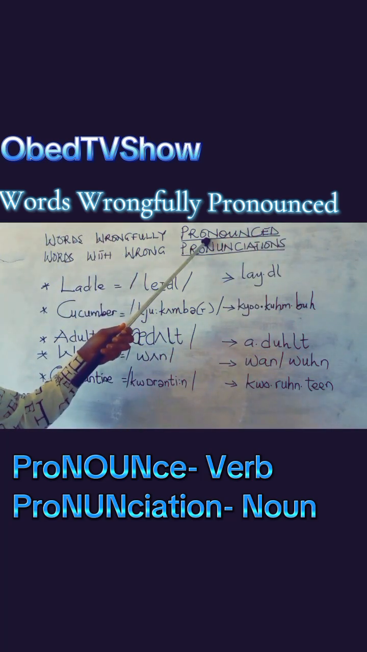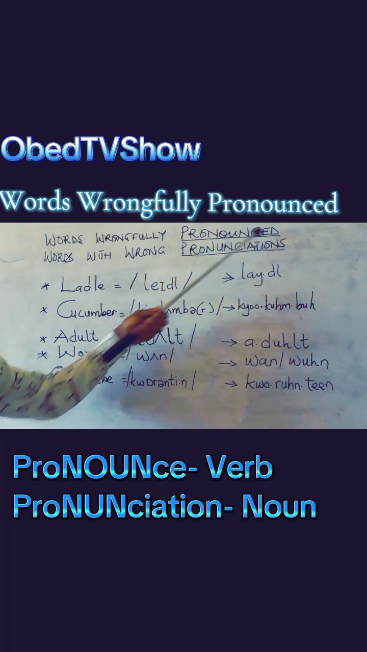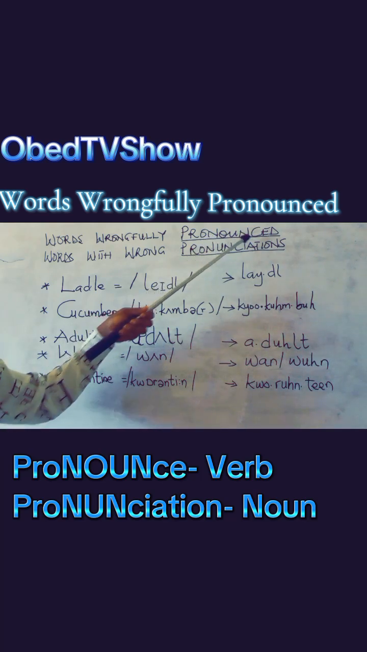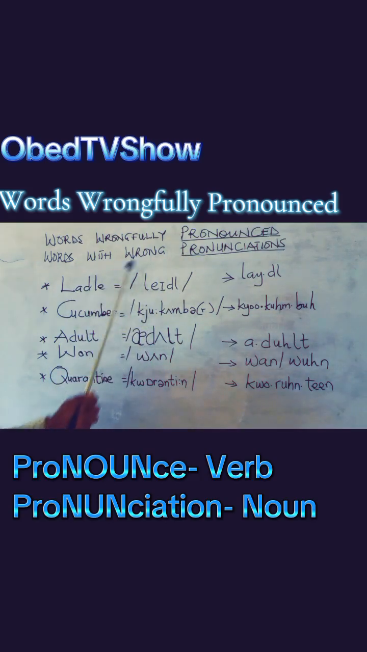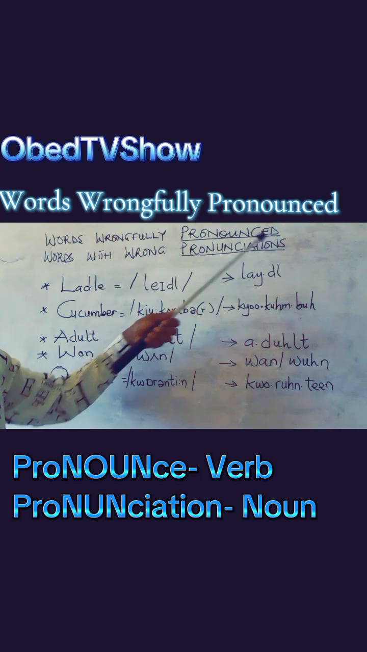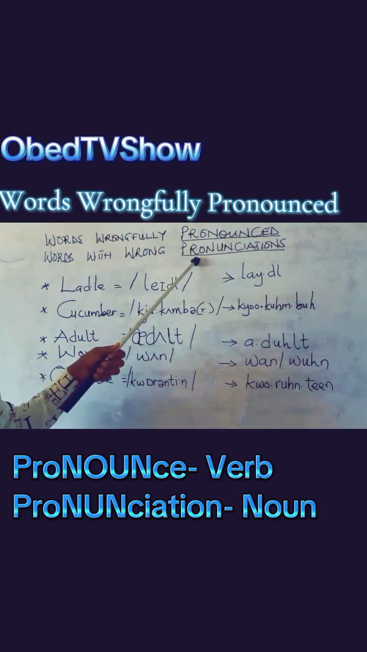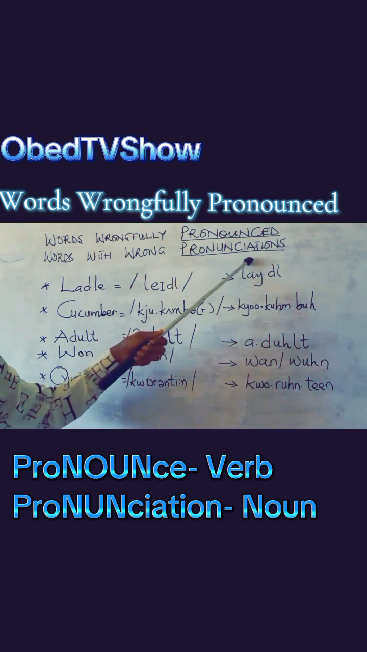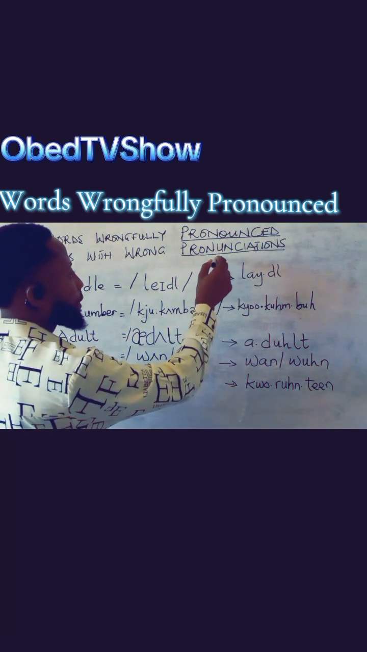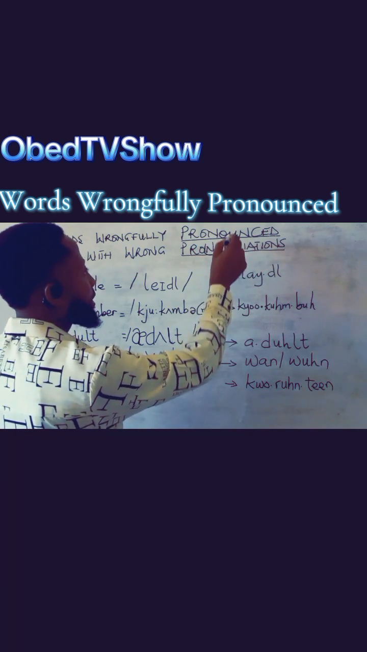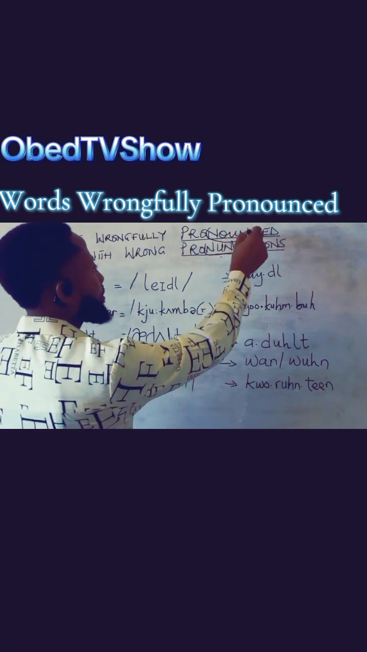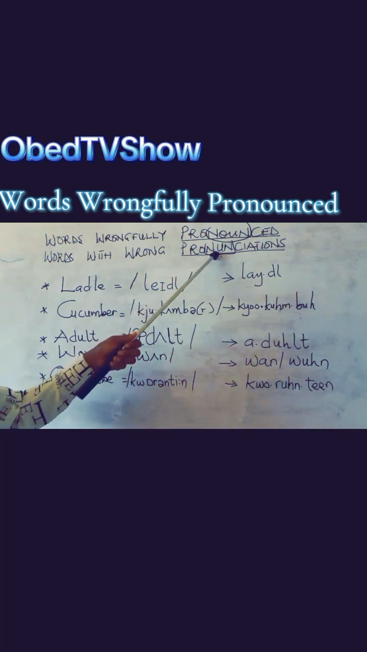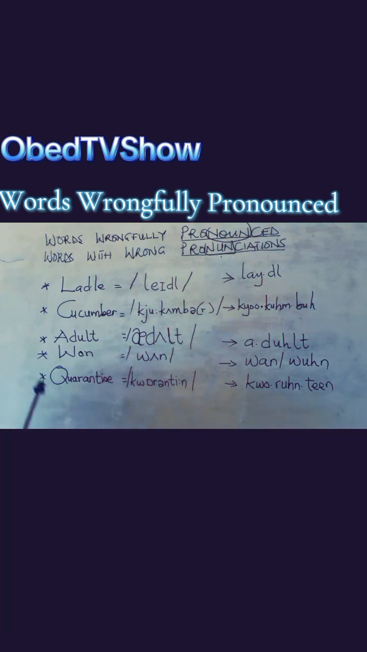Alright, it says pronounce, pronounced, but the noun, this is the verb form, to pronounce something. I pronounced ladle wrongfully, and my friends laughed at me. So pronounce, verb. The noun form of pronounce is pronunciation, not pronoun. So let's take note of this part and this part. We have pronounce with O here, and the pronunciation does not have any O. Okay, that is it for this one.